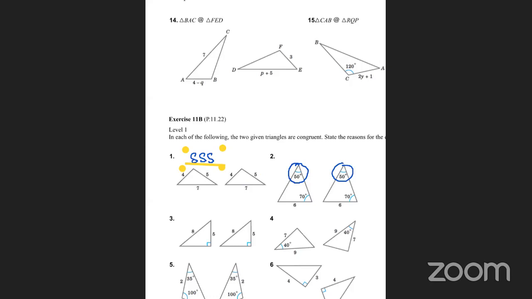And then the next one is also an angle, they are equal. And then afterwards, this is the length of these two sides. Therefore, in this case, angle, angle, side. Because 2 angles are equal, and 1 pair of corresponding sides are equal, therefore this one is AAS.